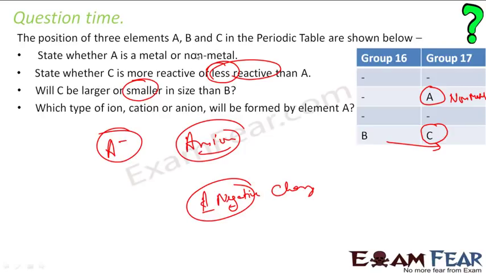Correct? So this is a non-metal because in group 17, C is less reactive as you go down: the atom size increases and the power to attract electrons decreases. C is smaller than B or what? Yeah, C is smaller because the shells are the same, and compared to B, C has more power to attract electrons and the size will shrink. Since A is a non-metal, it will gain an electron, become A minus, and that is an ion.